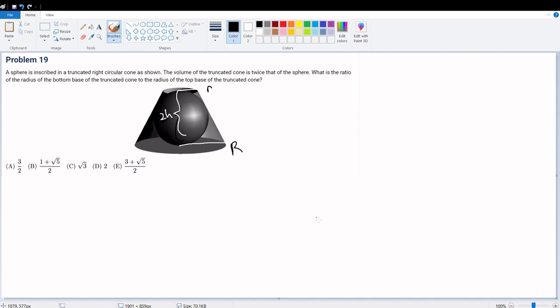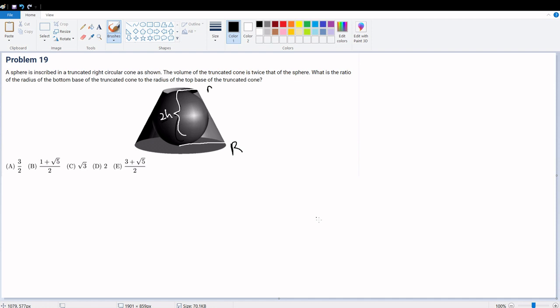Alright, so this problem is from the 2014 AMC 12B, I believe. And this is problem 19, which means it's a pretty difficult problem on the AMC. If we look at the problem, it says that a sphere is inscribed in a truncated right circular cone, and the volume of the truncated cone is twice that of the sphere. What is the ratio of the radius of the bottom base of the truncated cone to the radius of the top base of the truncated cone?